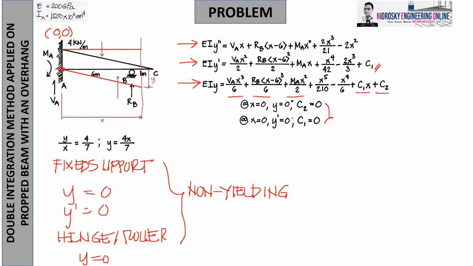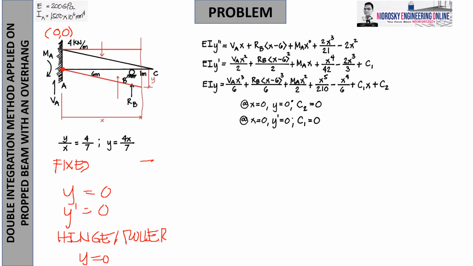If you apply only x is 0, y is 0, everything is 0 because 0 minus 0 is 0. So C2 is 0. At x is 0, y prime is 0. So using the EIy prime equation, again, 0 times x squared over 2, 0 minus x is 0, so 0, 0, 0. Then C1 is 0. So therefore, what remains are the reactions: shear at A, RB, and the moment at A, where we assumed shear positive upward and the moment at A clockwise positive.